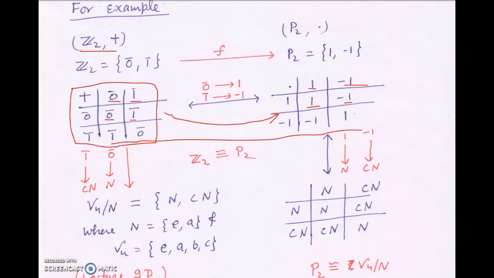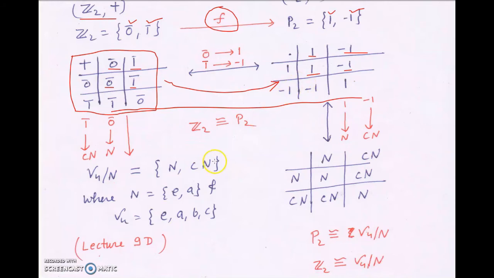So it simply means that f between these two groups is an isomorphism. So Z2 plus and P2 dot are isomorphic. Each and everything is the same. The only difference is that the role which 0 is playing here, the same role 1 is playing here, and the role which my 1 bar is playing here, the same role is played by minus 1.